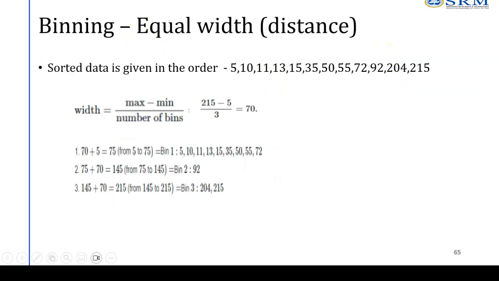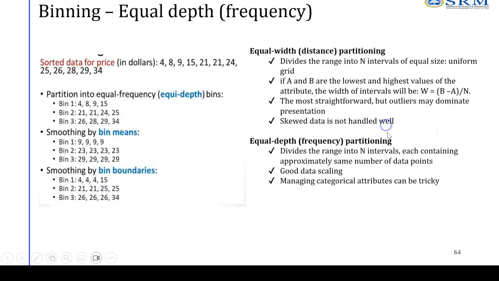So, equal width distance. Let us take this example, the sorted data. As we have seen in the previous slide, suppose we have the maximum and the minimum element, B and A. So the formula was there. I'll just go to the previous slide.